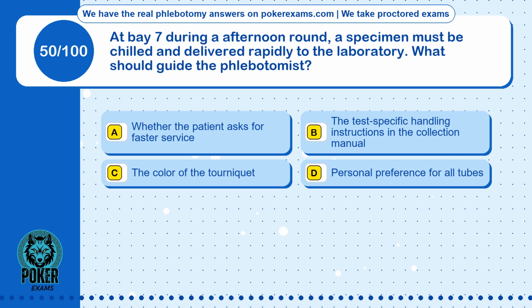Question 50. At Bay 7 during an afternoon round, a specimen must be chilled and delivered rapidly to the laboratory. What should guide the phlebotomist? Option A. Whether the patient asks for faster service. Option B. The test-specific handling instructions in the collection manual. Option C. The color of the tourniquet. Option D, personal preference for all tubes.